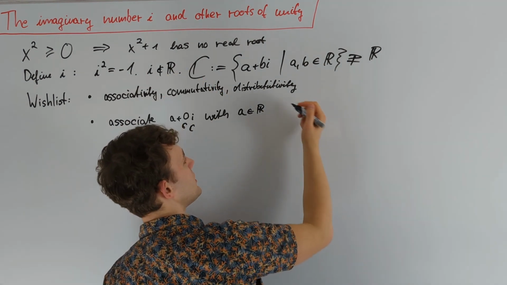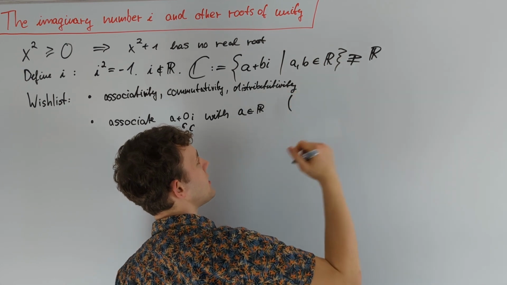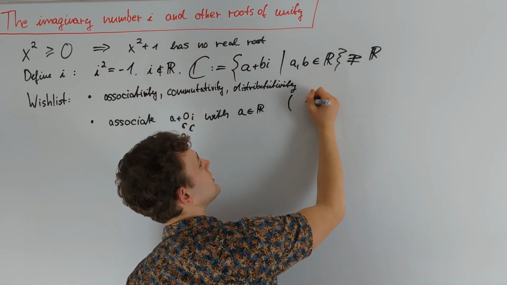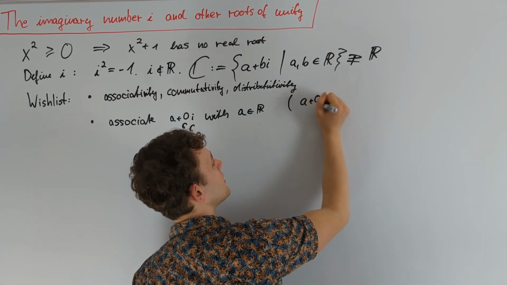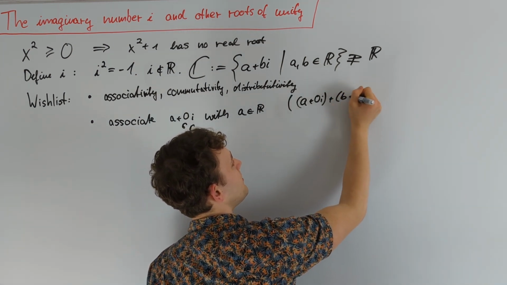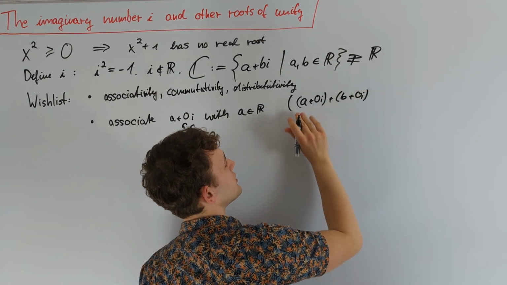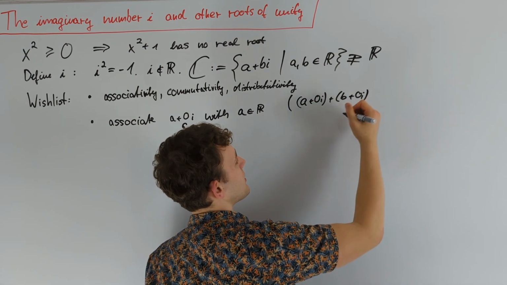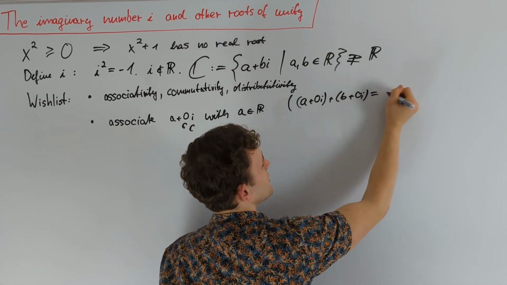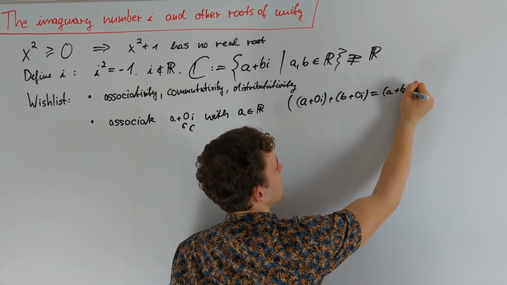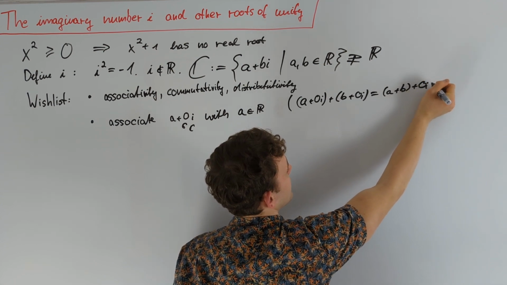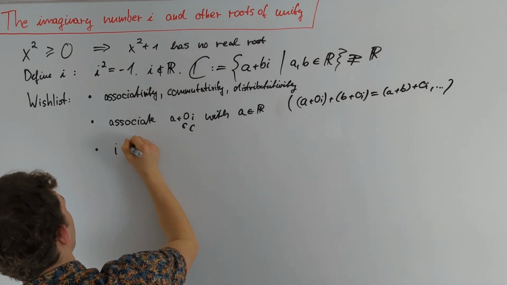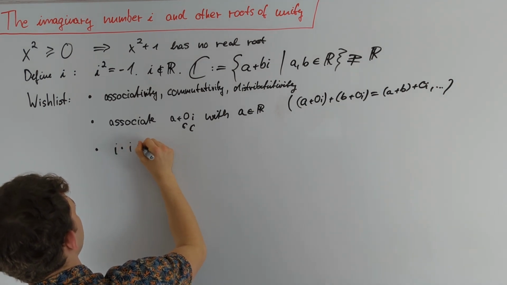For example, what I mean by this is that we want to be able to do the same stuff in the complex numbers that we can do in the reals. So a plus 0i plus b plus 0i, which we associate with a plus b, and a plus b we associate with a plus b plus 0i, so this should be equal to a plus b plus 0i again. And of course, this was our starting point. We want that i times i is indeed equal to -1.